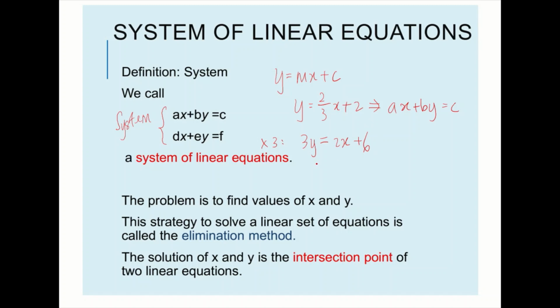Then we can bring the 2x over to the left-hand side. We have negative 2x + 3y = 6. So you can see here, we have rewritten the linear equation in the form ax + by = c, where a is negative 2, b is 3, and c is 6.